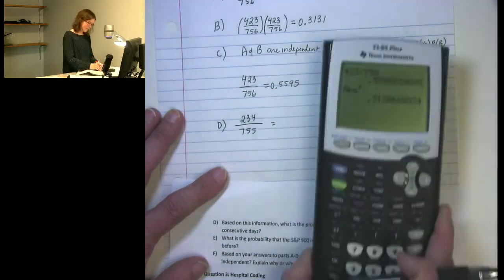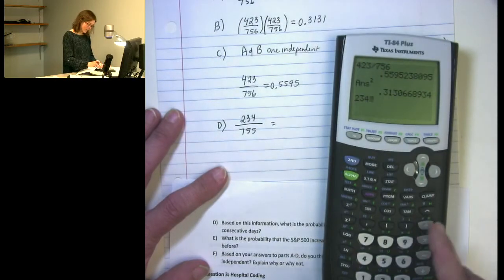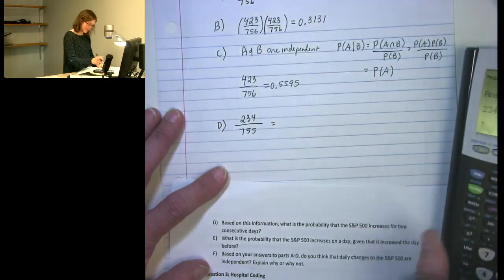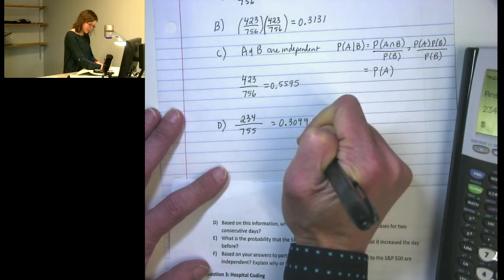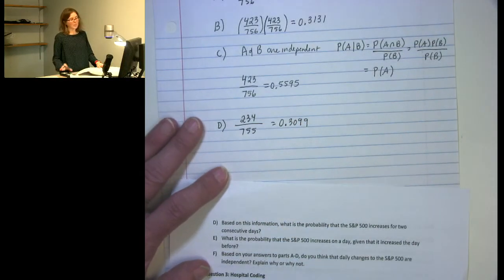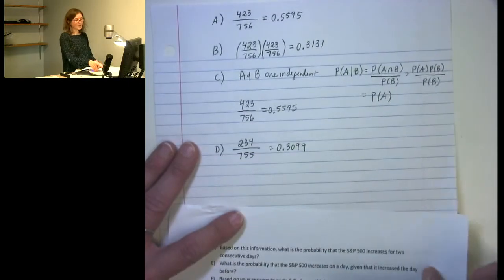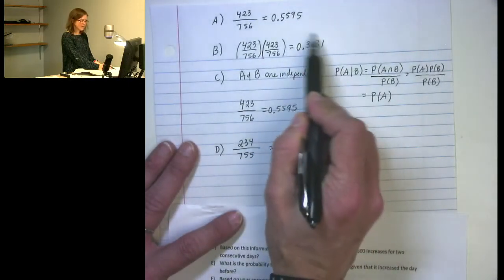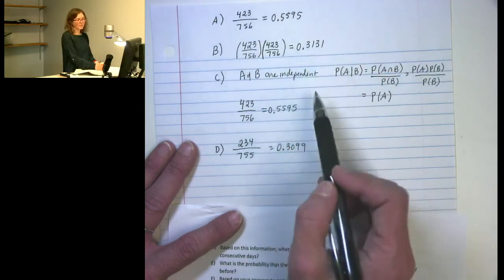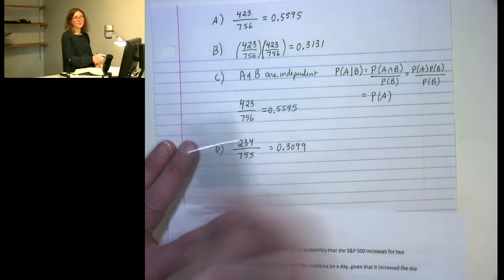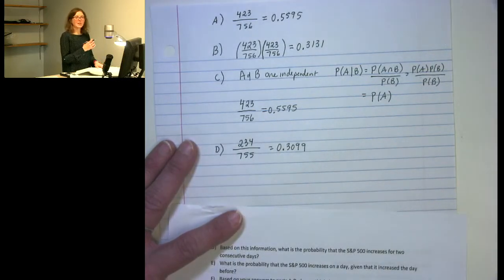So let's see. 234 divided by 755 gives us 0.3099. And just looking at it, remember we said if the days are independent from each other, we would expect it to have a chance of increasing 2 days in a row of about 0.3131. So these aren't exactly the same, but they're darn close, right? Which is starting to suggest that maybe whether or not the stock market increases one day is independent of the day before.